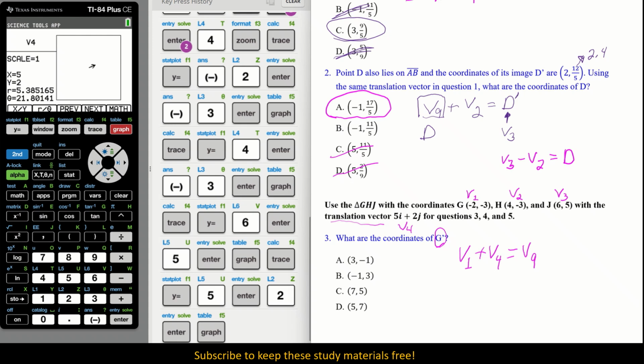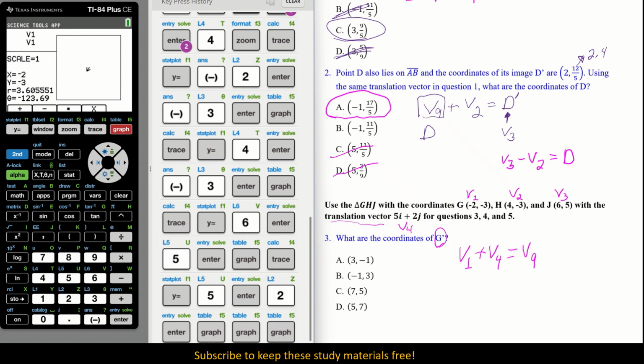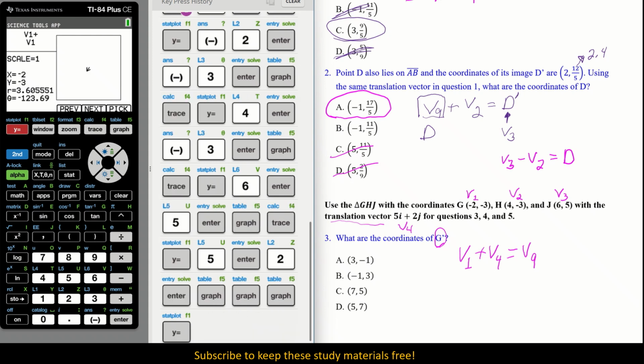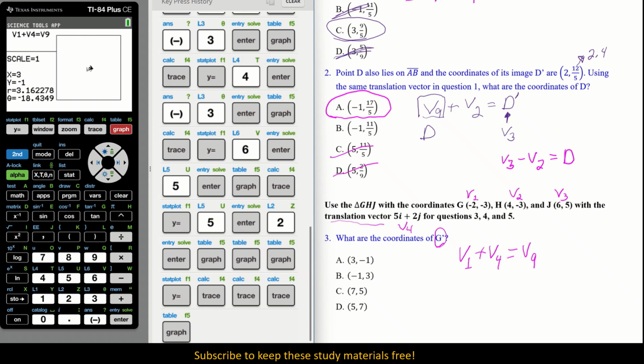Okay. So let's do this. You push math, and it pops you back to V1, and we want V1. Okay, and we need to pick it, and we're adding. Because we're translating, but we need to go all the way over to V4. So trace, trace, trace. There we go. Pick it. Bam, we have 3, -1, and that is option A. So see how quickly we get our answer without doing all that math?